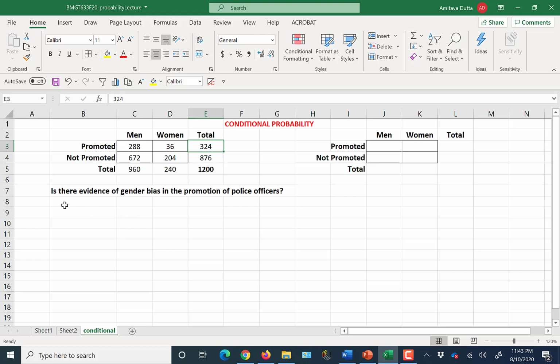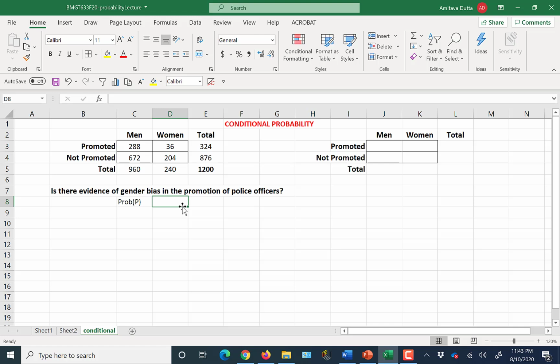All right, so what is the first probability question? If I picked an officer at random from this sample space, what is the probability of being promoted? Let's say P means promoted, that the officer got promoted. So I pick an officer at random. What is the probability that they got promoted?